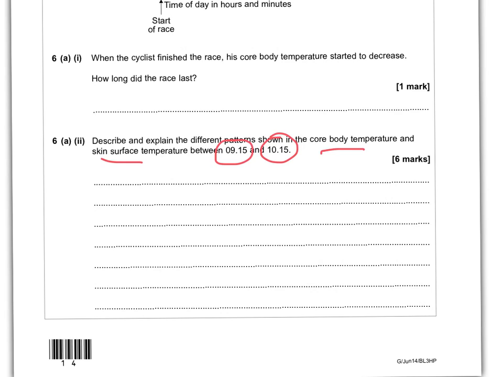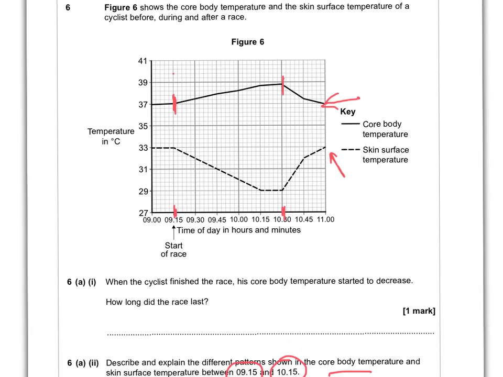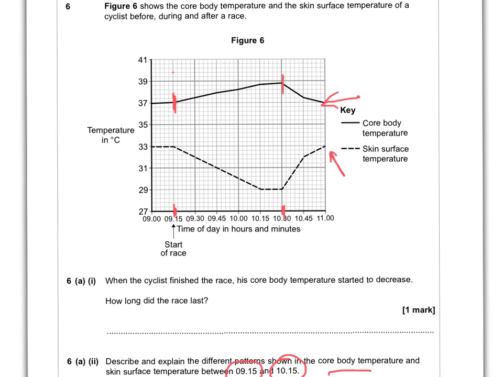So let's head back to the graph, shall we? Let's move down here like this. Here we go. So we're just looking at this zone here, aren't we? From 9:15 to 10:30. So let's have a look what the key differences are. Right, there are marks for any of these things.